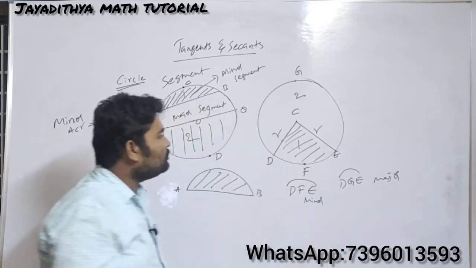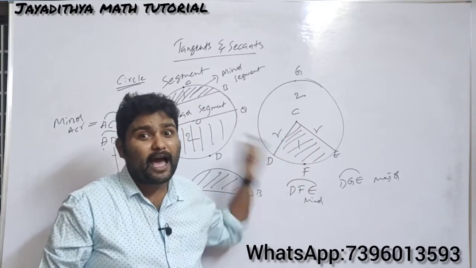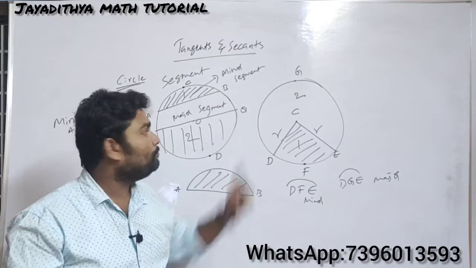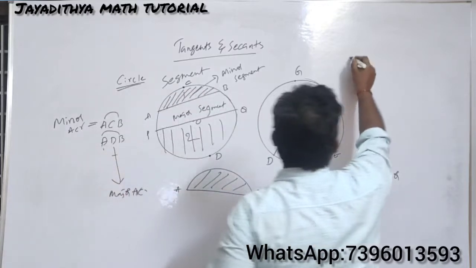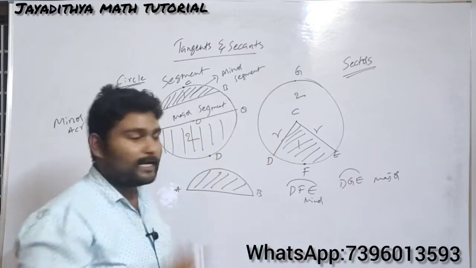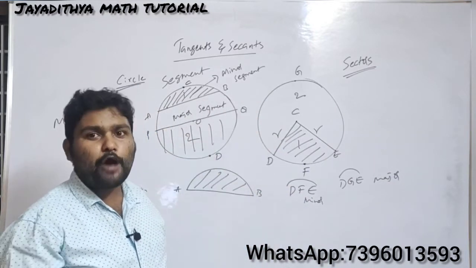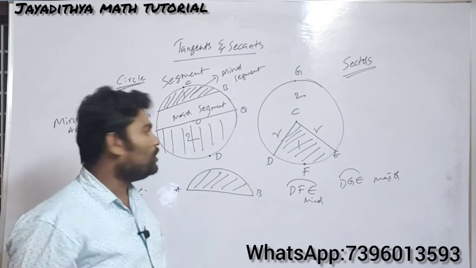And what do we call this? Two radii are making the circle into two parts again. These parts are known as sectors. We call them sectors. In the same way as in the segment concept, here also you have a minor sector and a major sector.